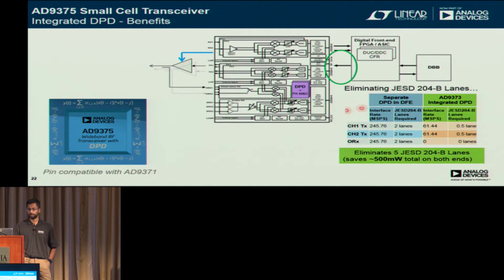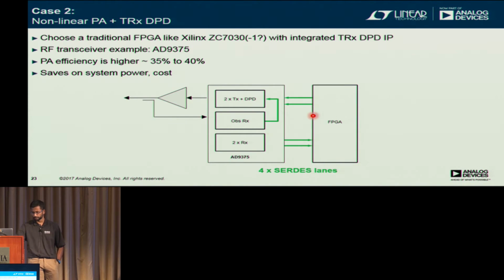So this is just an example of how you could take the 7.5 and reduce your TX lane rate, completely do away with your ORX, or observation receive, because you don't want to do any DPD or PA management functions in your baseband or in your FPGA. So that saves you a lot of power, interface power, as well as FPGA complexity, right? So maybe now you can choose a cheaper FPGA, lower speed grade, whatever.